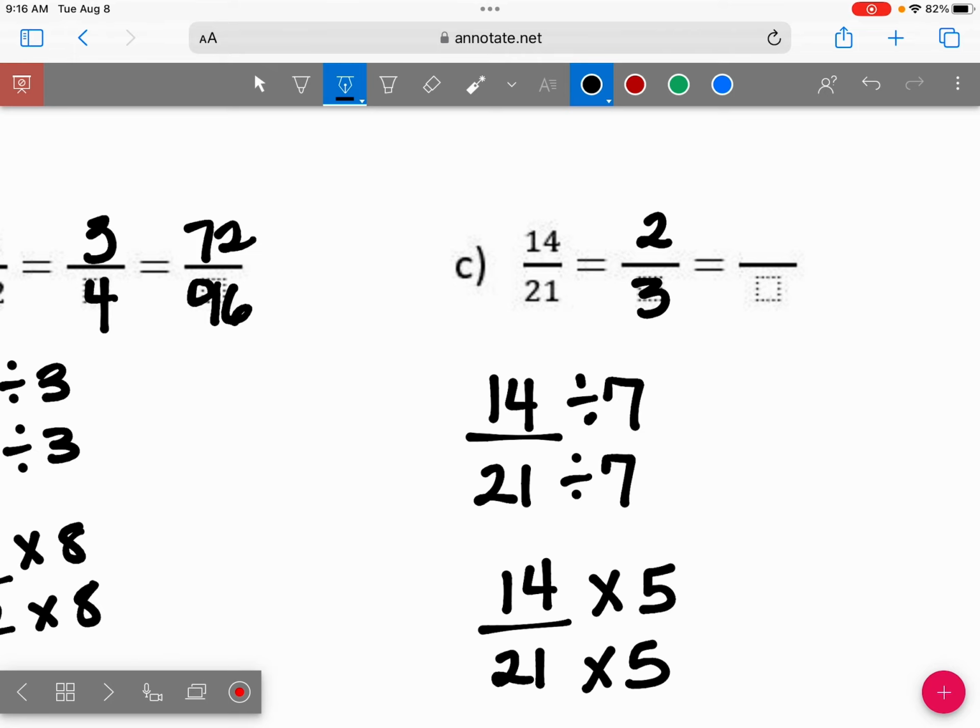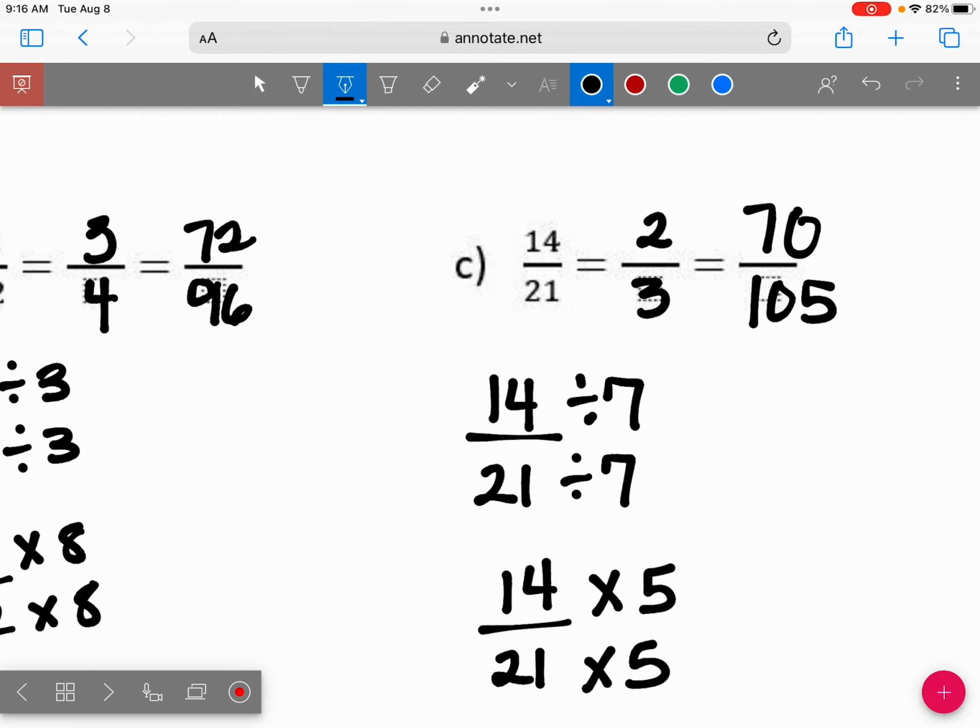So I want to say 14 times 5 is 70. 21, I'm going to say that is, so 20 times 5 is 100. So 105, 21 times 5. All right, so 70 over 105. All right, any questions about how we're coming up with these equivalent fractions?